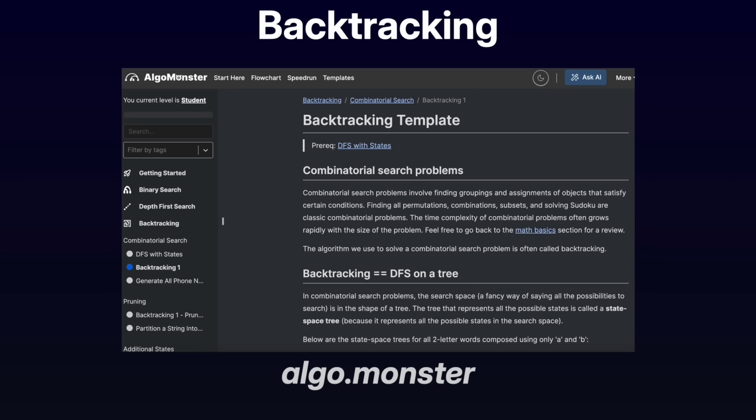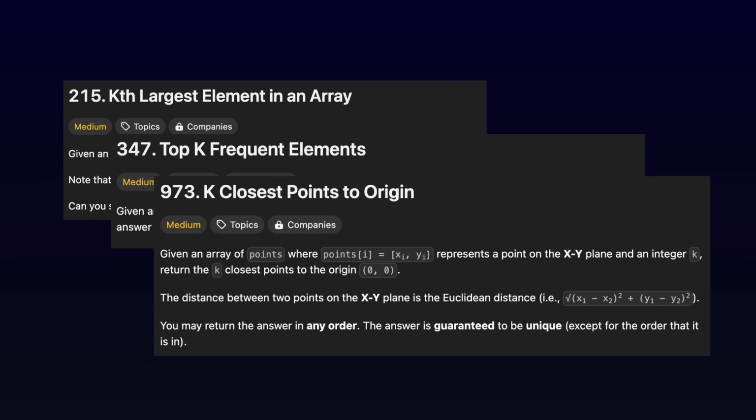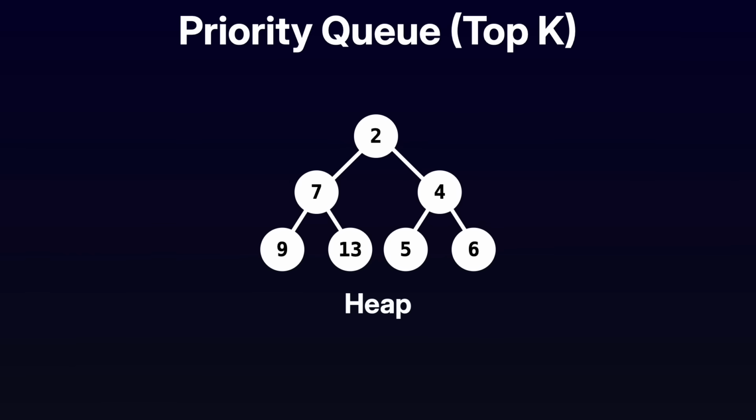You may notice a lot of questions titled like the following. Anytime you see a question related to top k, k smallest, or k largest, you always use a priority queue. The most common implementation of priority queues are called heaps. Heaps can be used to solve all of these questions.